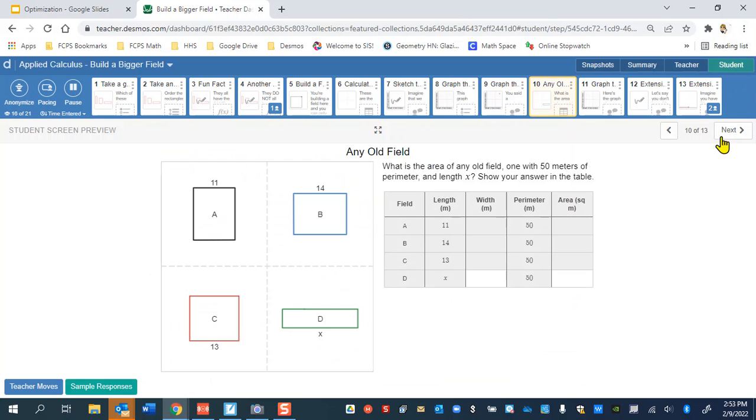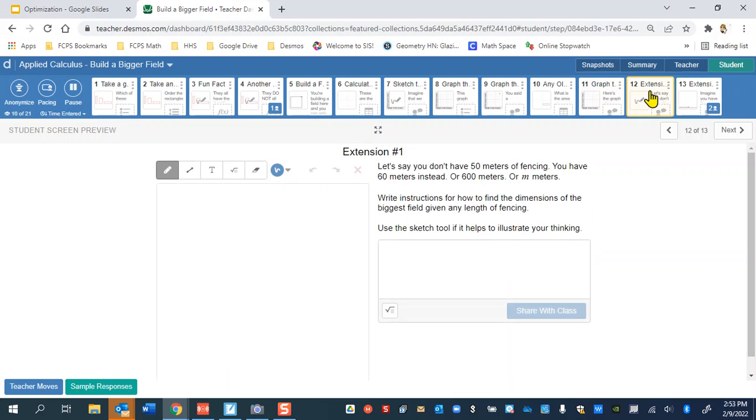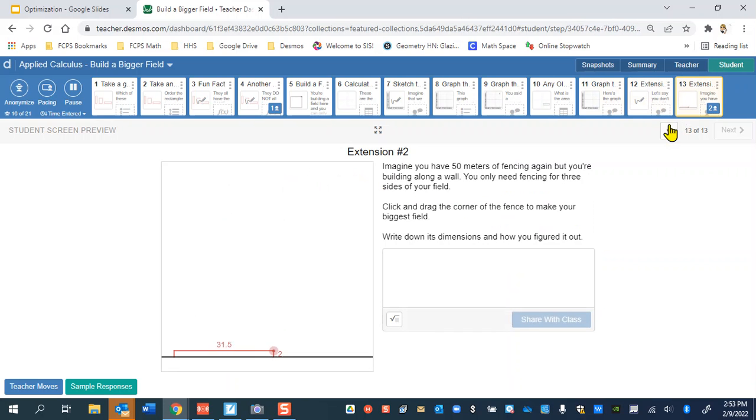So with this page, what they wanted you to do was your annual field, right? And we wanted you to have that conversation about that maximizing. Click and drag the quarter fence to make your biggest field. What you wanted is if the square is your field, it is the maximum area. That was the whole idea.